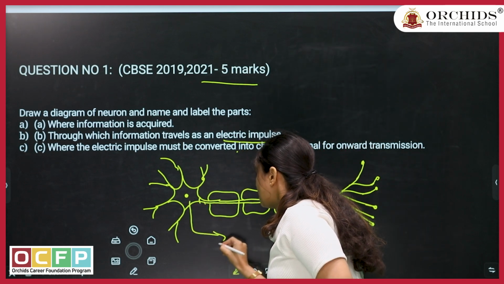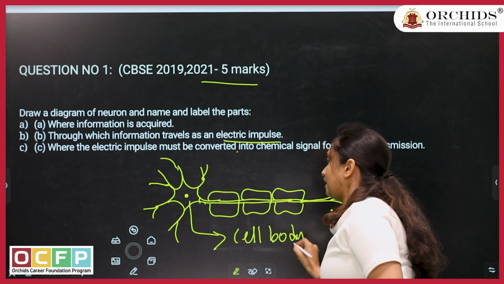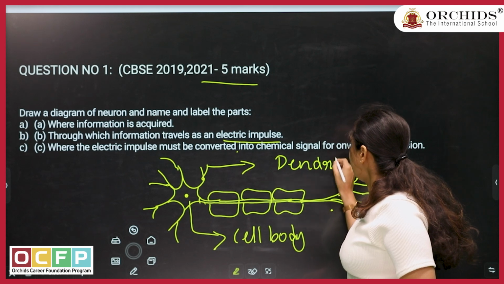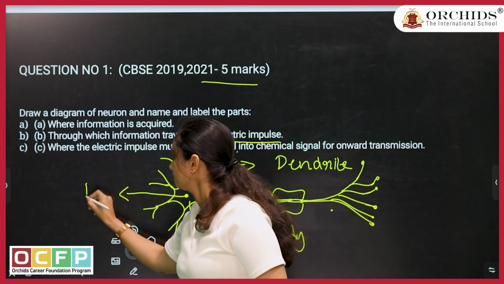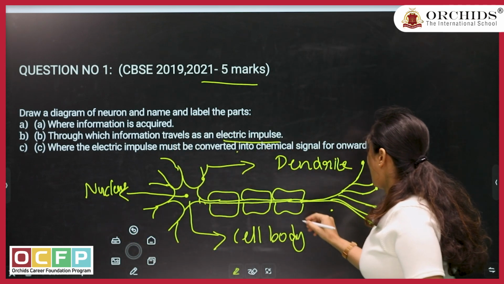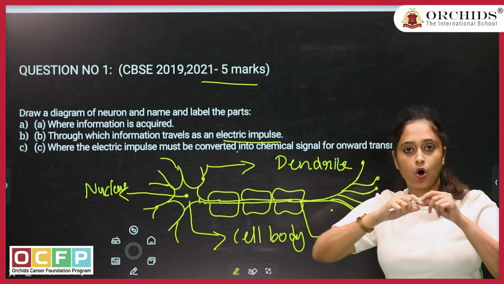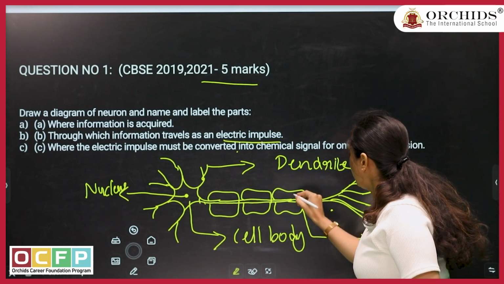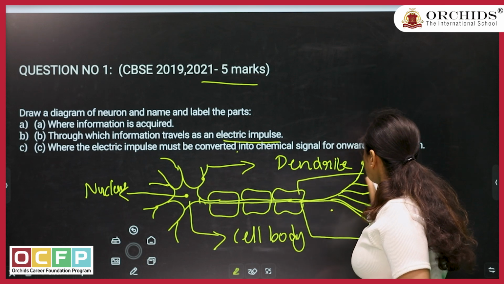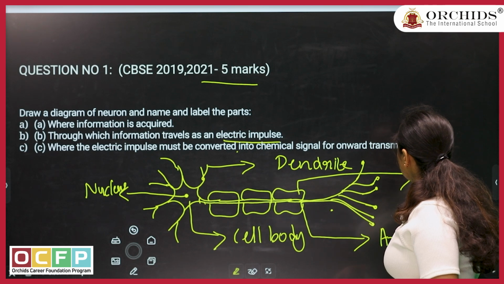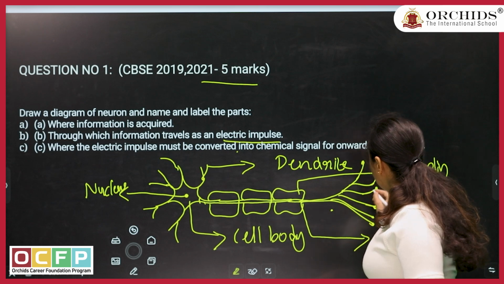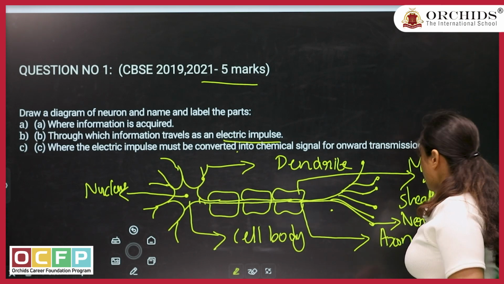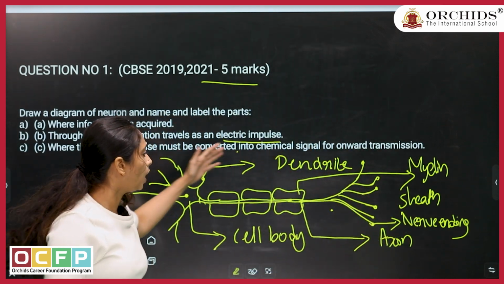This area is the cell body. The nucleus-containing part of the neuron is known as the cell body, and this is known as dendrite. And this is the nucleus. And this long tube or long chain which arises from the cell body is known as axon. The axon is covered by a protective sheath, which we call the myelin sheath. And this tip we will call the nerve ending, or otherwise the axon terminal. So these are all the important parts of the neuron.